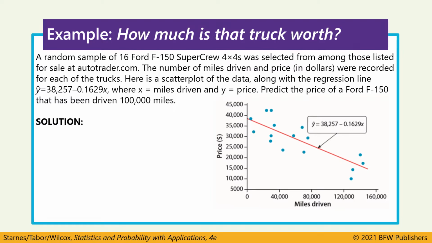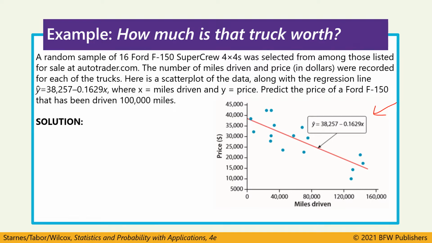In this example, we have a scatter plot of 16 Ford F-150s. Along the explanatory axis, we have the miles driven, and along the vertical response axis, we have the price. We can see there's a negative association, meaning that as the number of miles driven increases, the price goes down. The regression equation, or the line of best fit, is given by y hat equals 38,257 minus 0.1629x, and we can use that equation to make predictions.